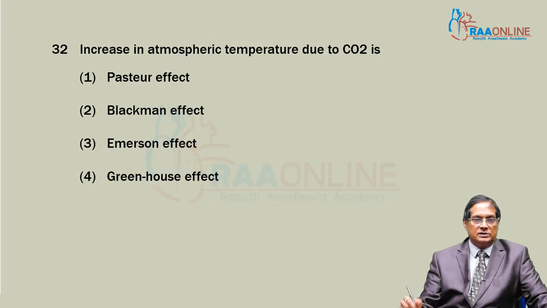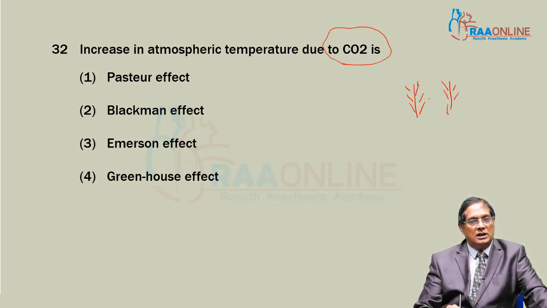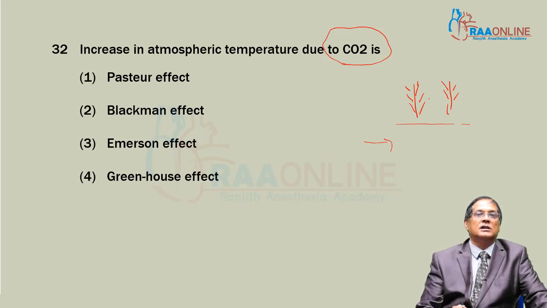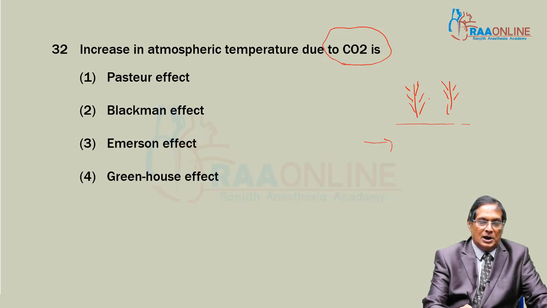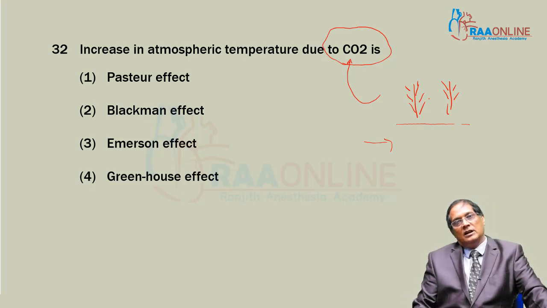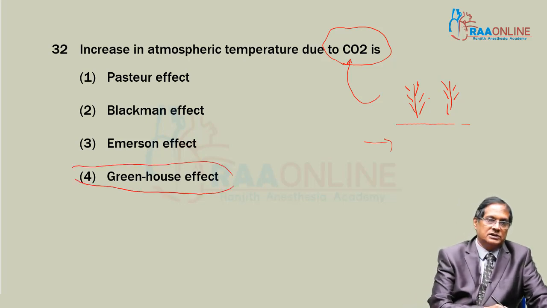Increase in atmospheric temperature due to carbon dioxide. Deforestation disturbs the CO2 cycling. Plants are able to use carbon dioxide in their photosynthesis activity, but because of deforestation and reduction of forest on the earth, carbon dioxide cycling is disturbed, and carbon dioxide is gradually increasing in our atmosphere, and it's a major greenhouse gas. It absorbs solar radiation and is responsible for the heating of this globe, that is global warming. So the final answer for this question is greenhouse effect.